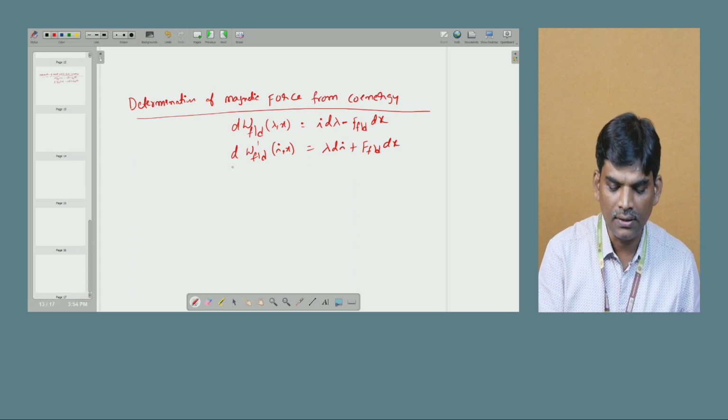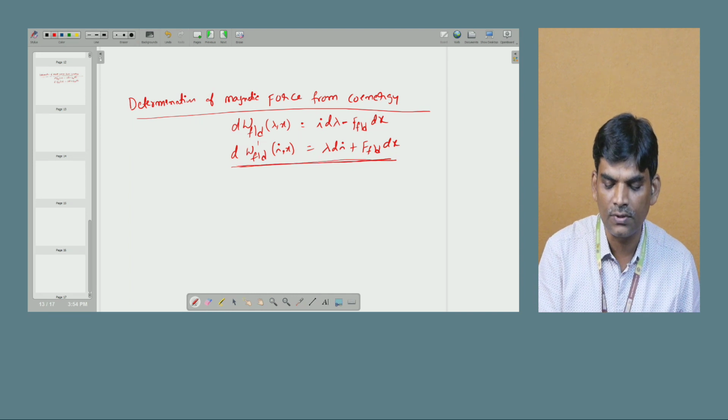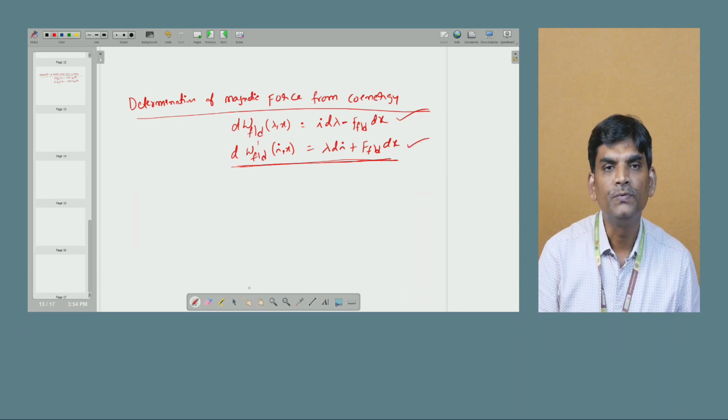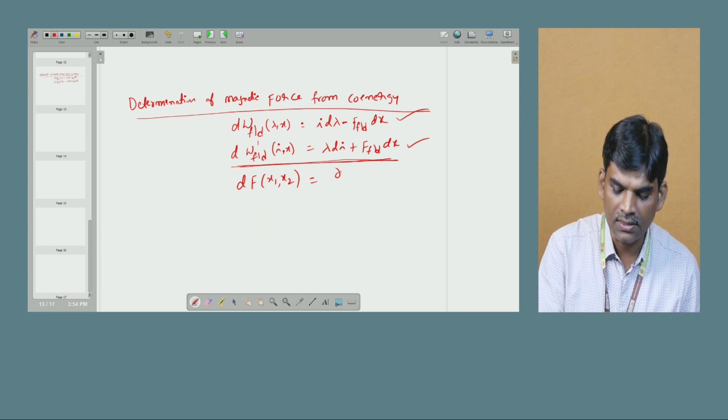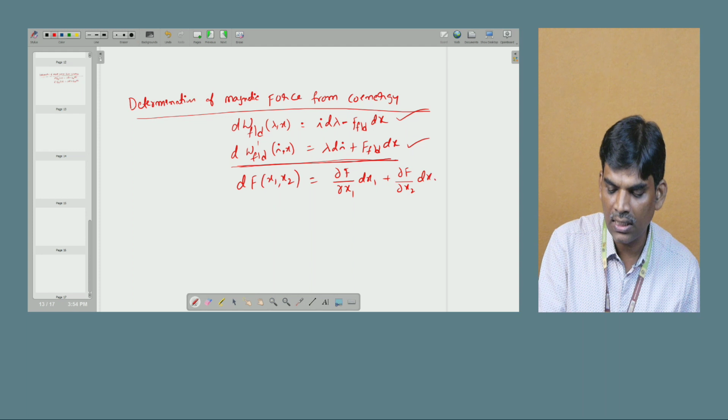In the last class I derived the force equation from energy. Now I derive the force equation from coenergy. You know that any state function with two state variables is partially differentiated with respect to the two variables individually: dou f by dou x1 into dx1 plus dou f by dou x2 into dx2.